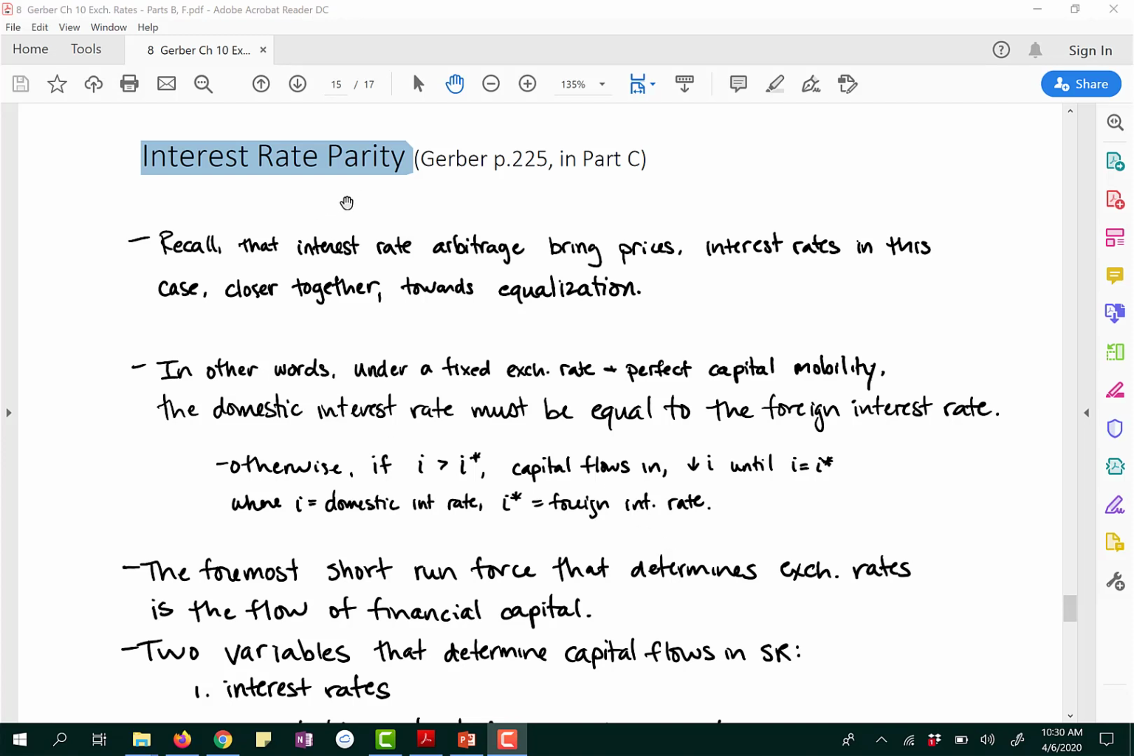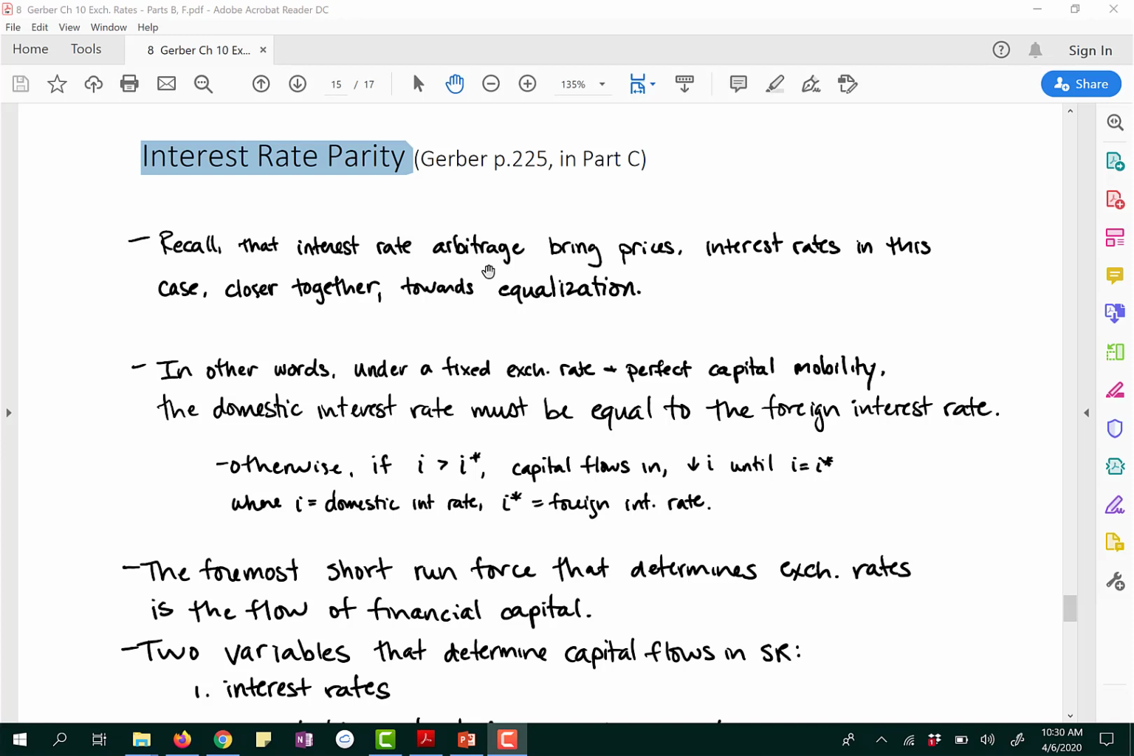Hi everybody. In this video, I'll discuss interest rate parity, which is part of Gerber chapter 10. Earlier in the chapter, we discussed and defined the concept of interest rate arbitrage, which, like any kind of arbitrage, means taking advantage of a difference in the price of a good or an asset in two separate markets, buying it in the low price market, selling it in the high price market.